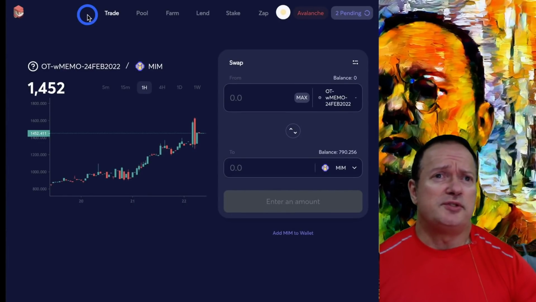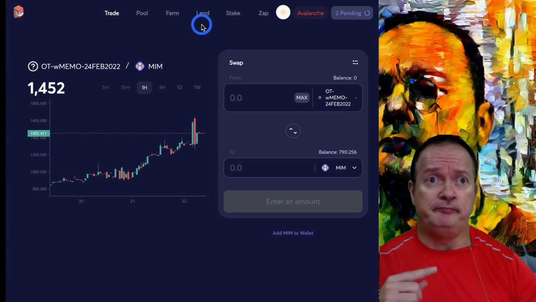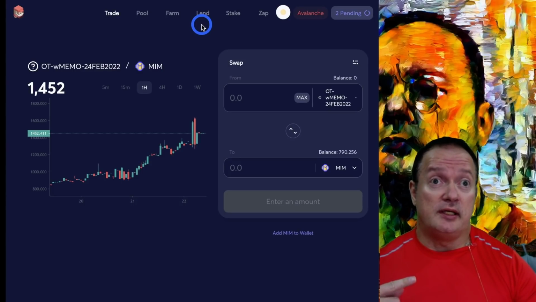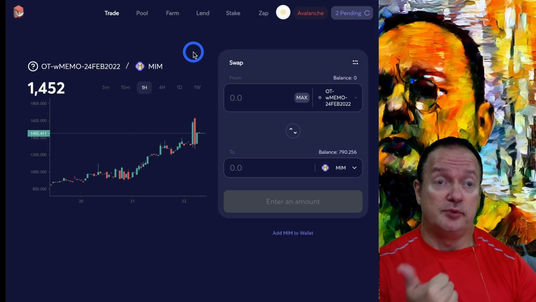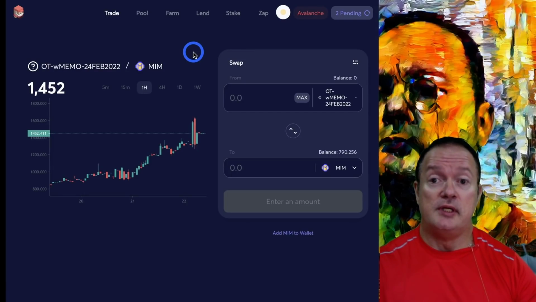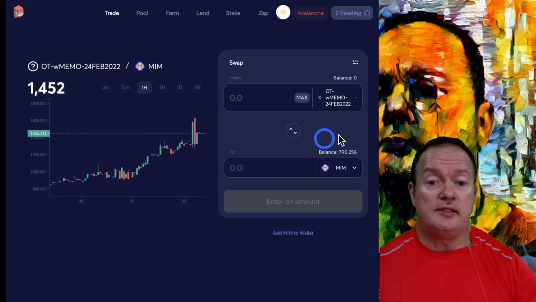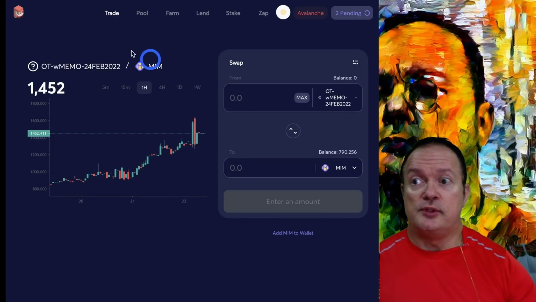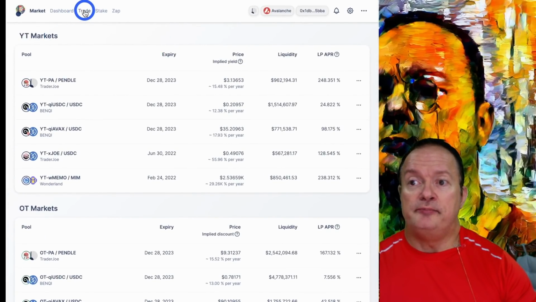Okay, the transactions took a long time, several minutes. So I had to accelerate them by adding a little bit more gas, to do that for the approval and for the swap. So I spared you all that. Balance now, I've got MIMS and the OT-wMEMO token is sold. So we go back to Pendle and we're going to go trade.